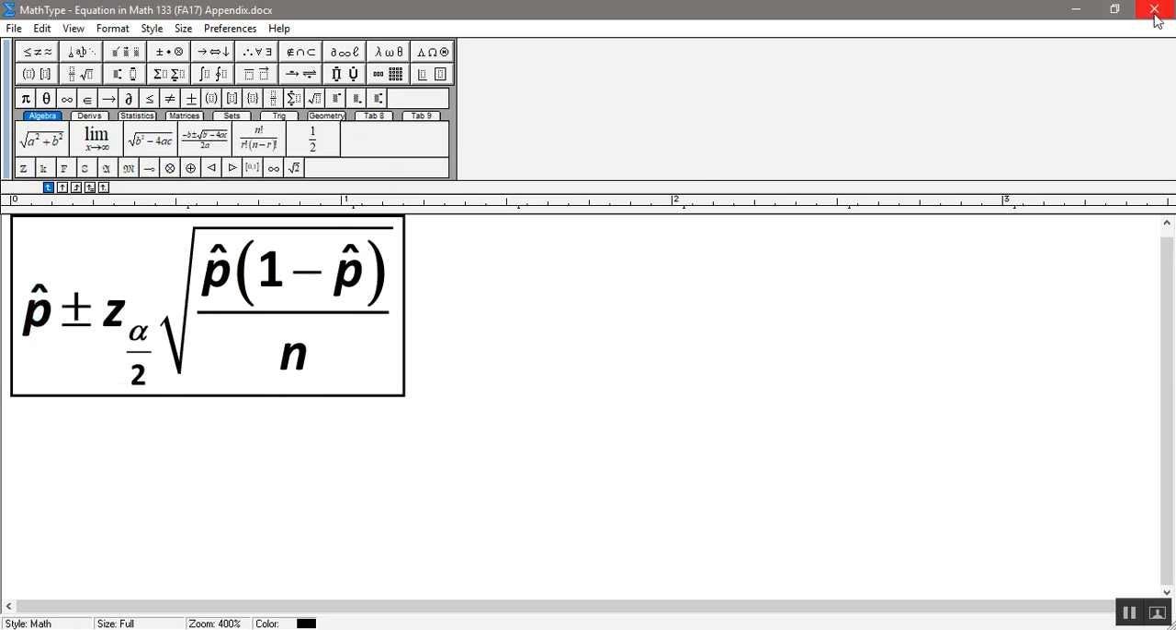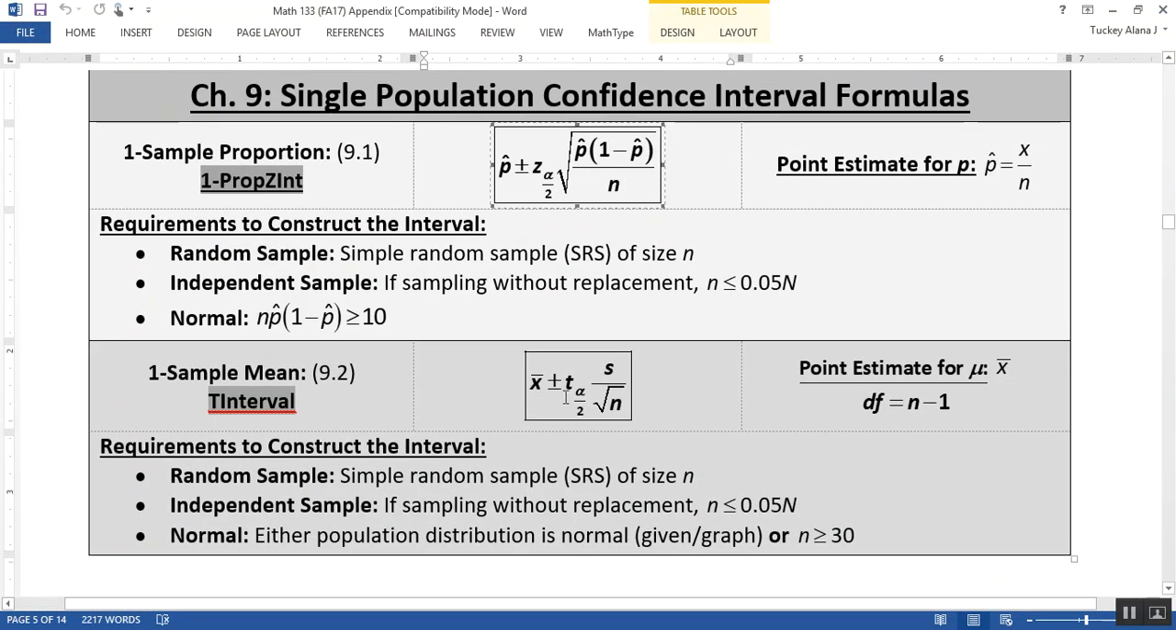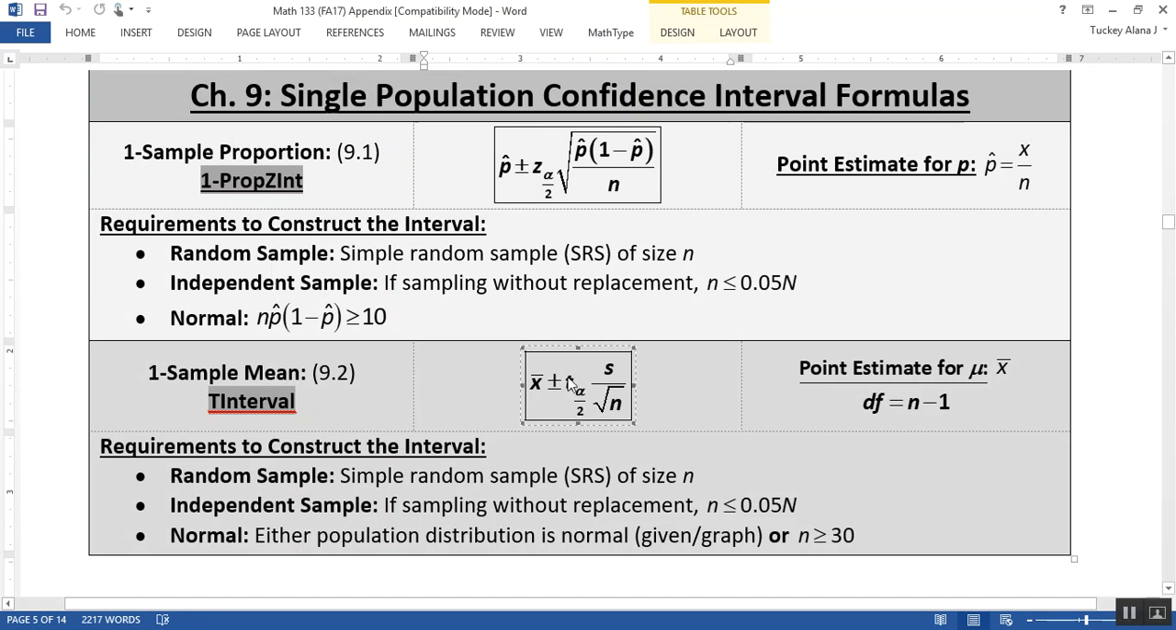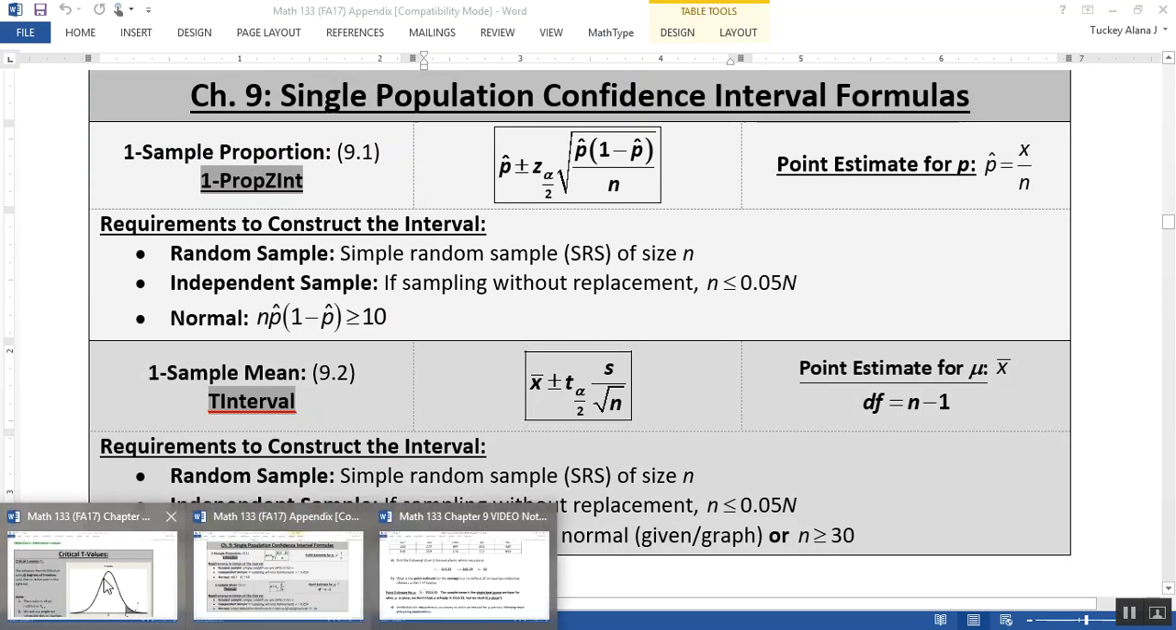to create your interval. Well, the same is true in section 9.2, except it's critical t-values because, of course, we don't know sigma. So we have our critical t-value, we multiply it by the standard error, that creates the margin of error that we add and subtract away from our point estimate x bar to create our confidence interval. So we're going to have to be able to find those critical t-values.